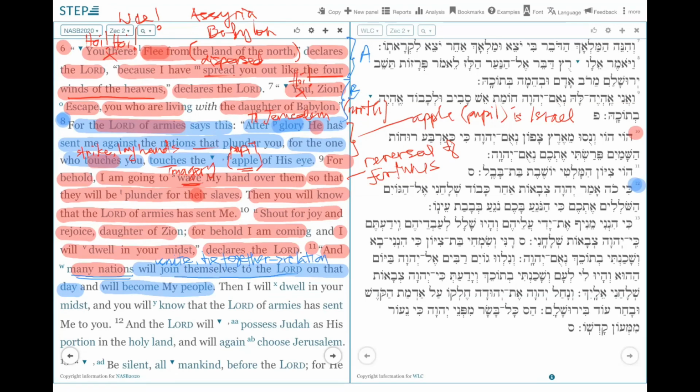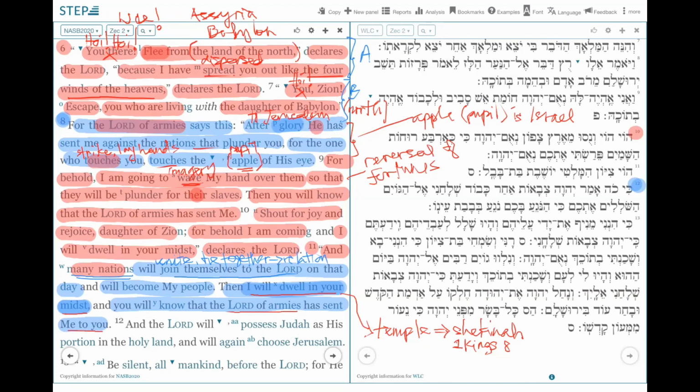In the future. And then I will dwell in your midst, and you will know that the Lord of armies have sent me to you. Every time we see this, I will dwell in your midst, is always pointing to the temple. Because in the Hebrew Bible, the temple is where the Shekinah of God will be present. And you can see this in First Kings chapter 8. And that's how God will dwell in their midst. And you will know that the Jehovah Tzevaot has sent me to you.